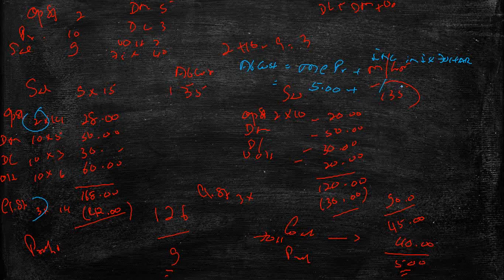What is the fixed overhead absorption rate? 40 divided by 10, 4. So 1 into 4. So can you see, the absorption cost profit of 9 is made up of marginal cost profit of 5 plus the increase in inventory, which is 1, times the fixed overhead absorption rate of 4. 5 plus 4.